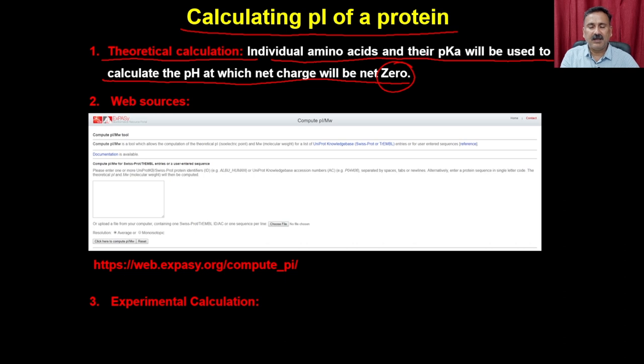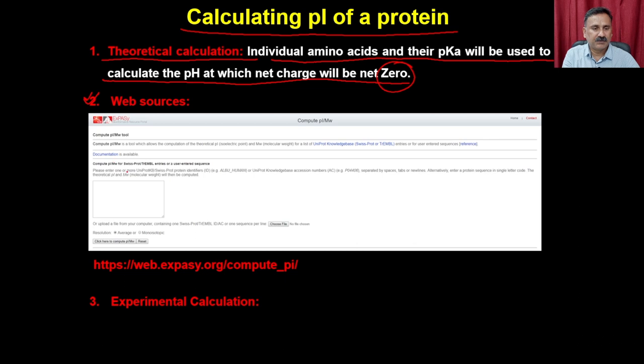You take the ionizable amino acids, such as the number of lysines, arginines, glutamic acids, aspartic acids, and histidines. If you count all of these and use the pKa values of these amino acids, the average is going to tell you what the charge will be, and at what pH it is going to have a net charge of zero.